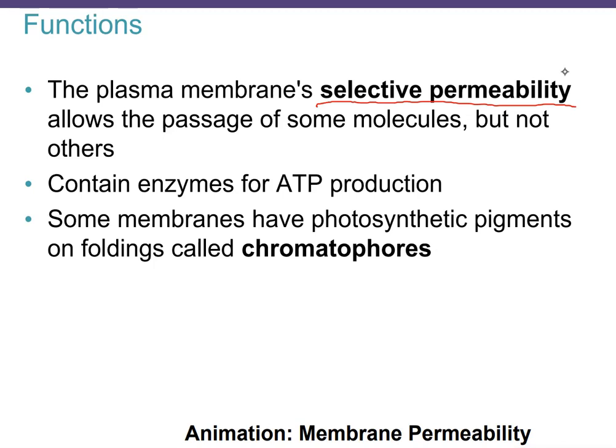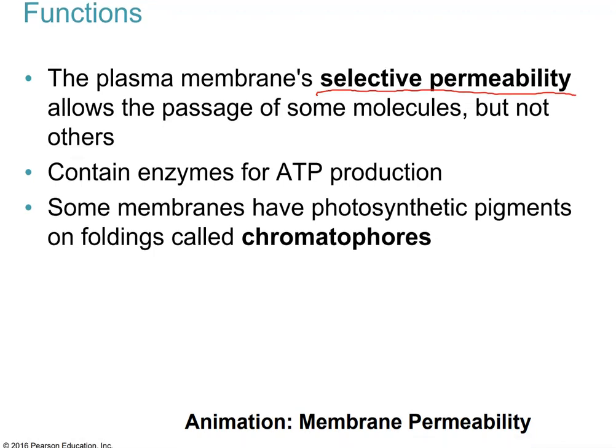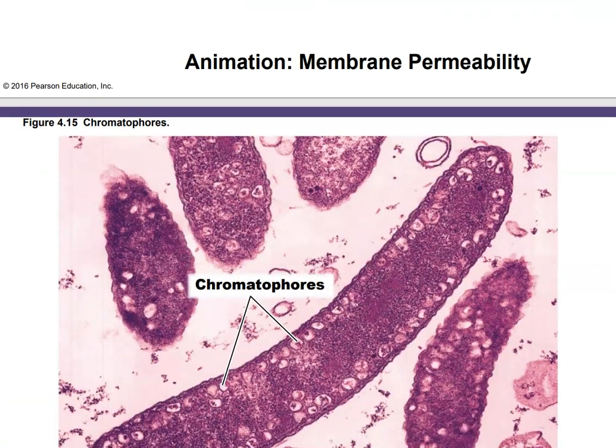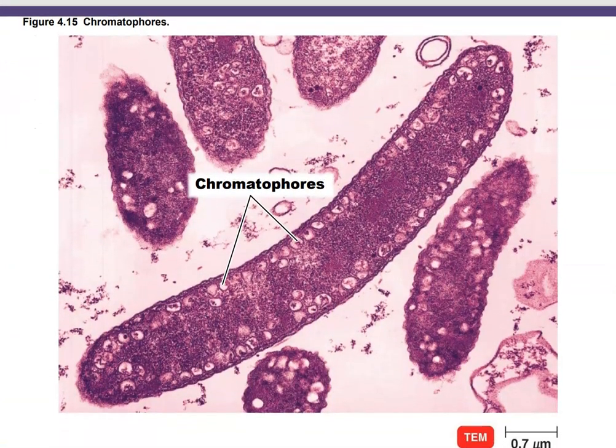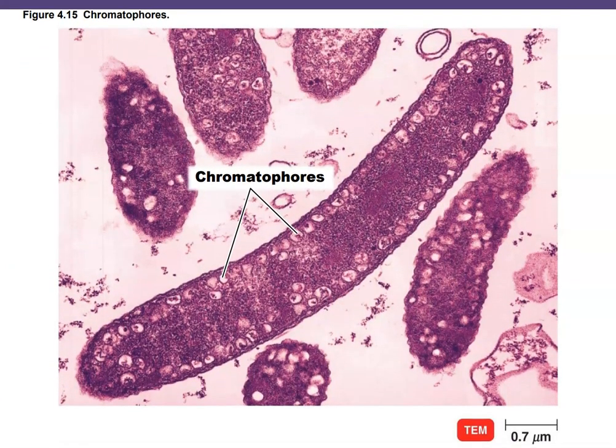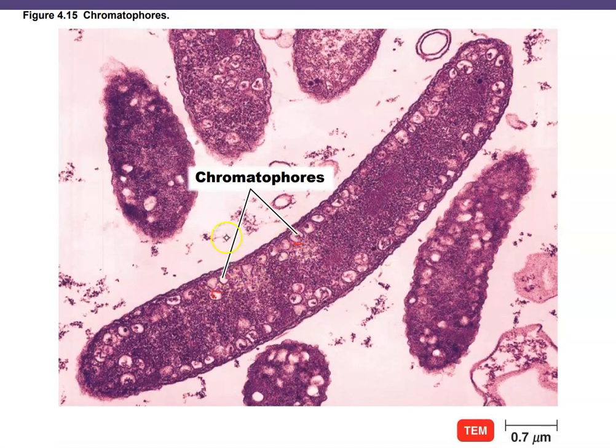Also, the phospholipid bilayer contains enzymes for ATP production. Since we don't have mitochondria in prokaryotic cells, we're going to use the phospholipid bilayer of the plasma membrane for ATP production. We'll talk some more about that in another lecture. Some membranes also have photosynthetic pigments that are called chromatophores. So here are some nice pictures. Here we have some chromatophores that are embedded into this particular bacterium.